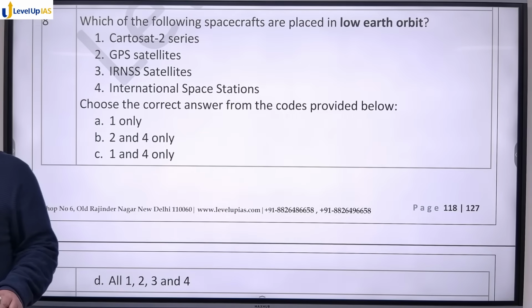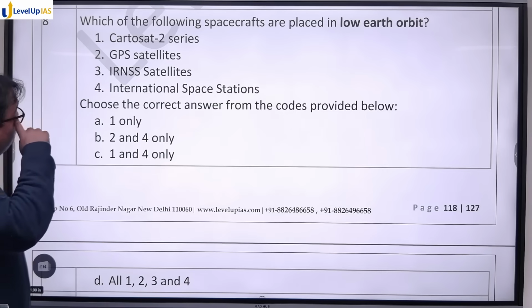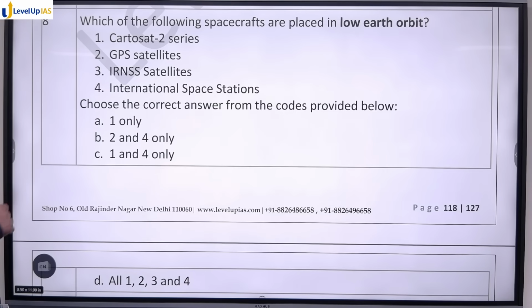Geosynchronous होता तो हो सकता है. Let's go to question number 8. Which of the following spacecraft are placed in low Earth orbit?